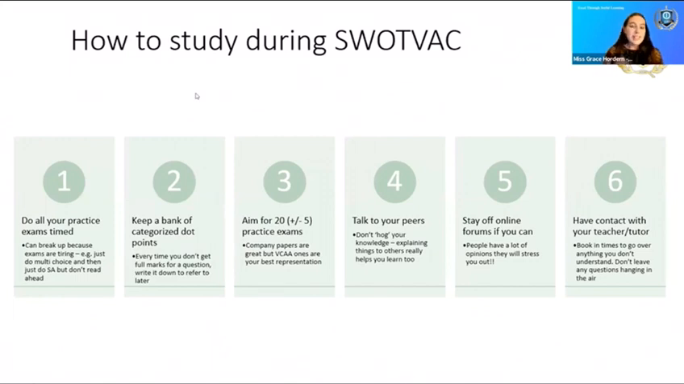In terms of the number of practice exams you should be doing, it does vary from student to student. For biology, I would say aim for 20 plus or minus 5, depending on how you're going. If you're really struggling with exam style questions, do 25. If you find them easy, do 15.